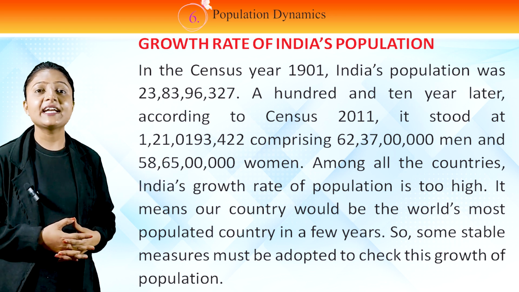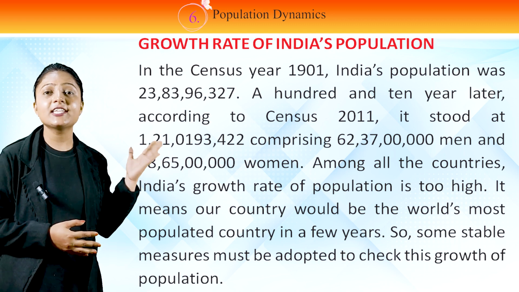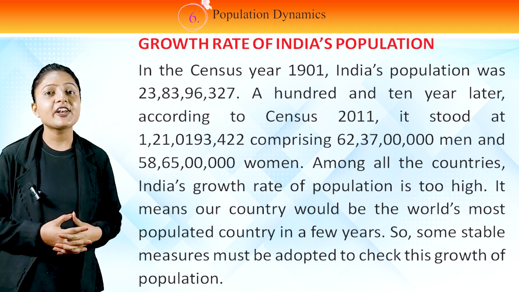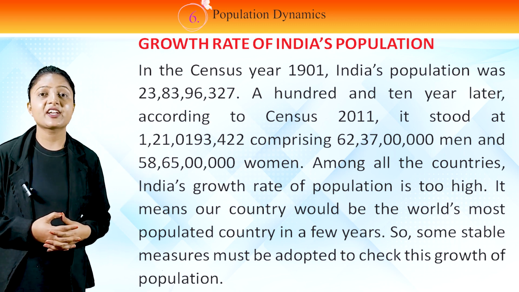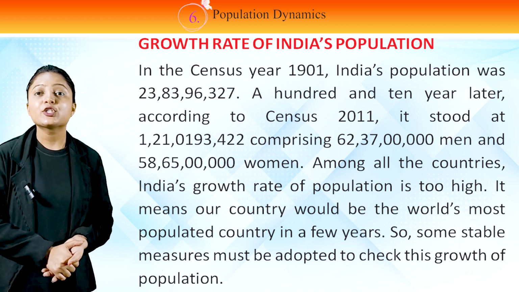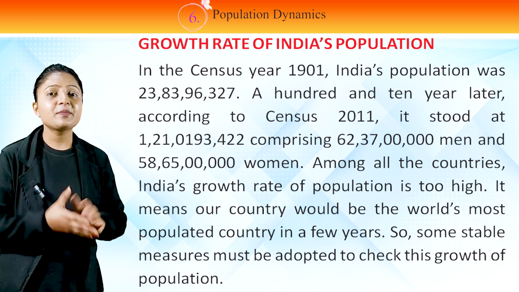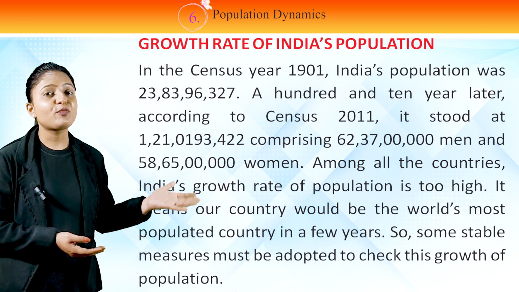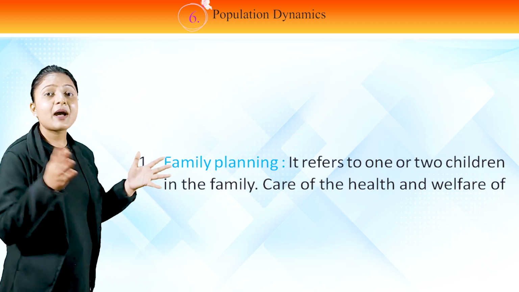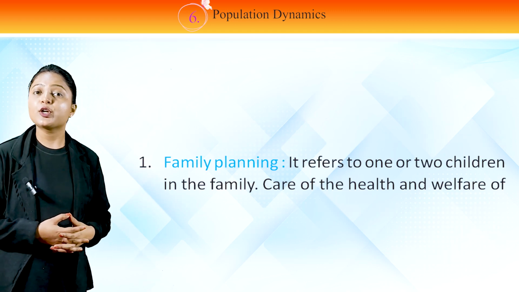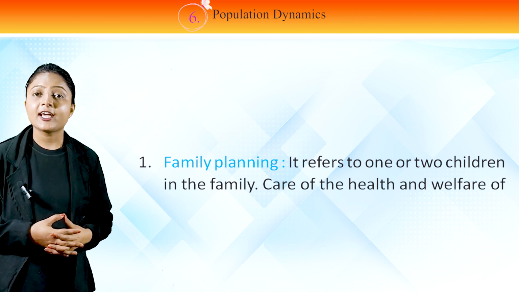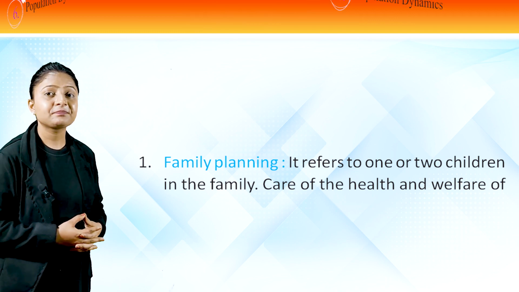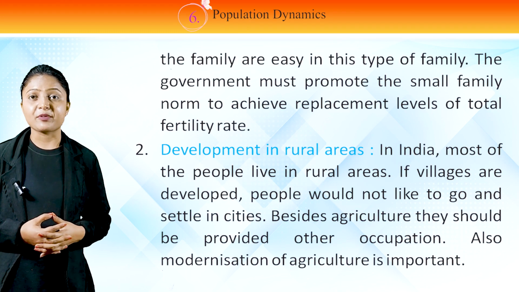Among all the countries, India's growth rate of population is too high. It means our country would be the world's most populated country in a few years. So some stable measures must be adopted to check this growth of population. Number 1. Family planning. It refers to one or two children in the family. Care of the health and welfare of the family is easy in this type of family.